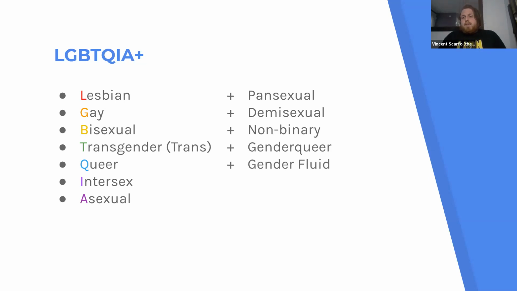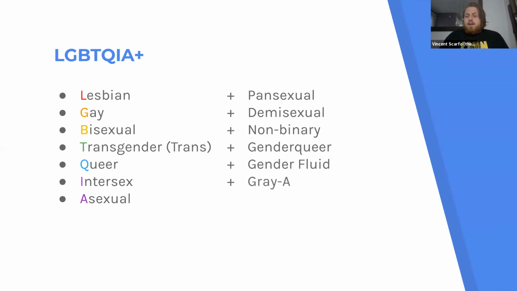Gender fluid is kind of a more amorphous thing. It's people whose gender changes from day to day, so that they may feel more masculine on one day, more feminine on another day. They may want to use they, them pronouns one day, she, her pronouns a different day. So the fluidity refers to a changing state. So it's not a fixed gender, fixed state.